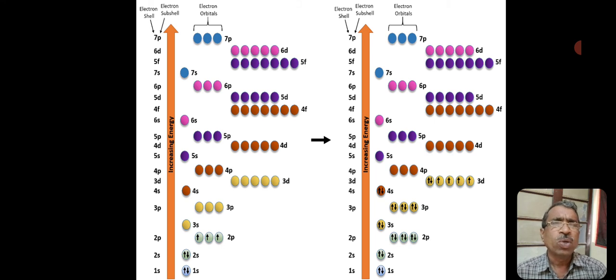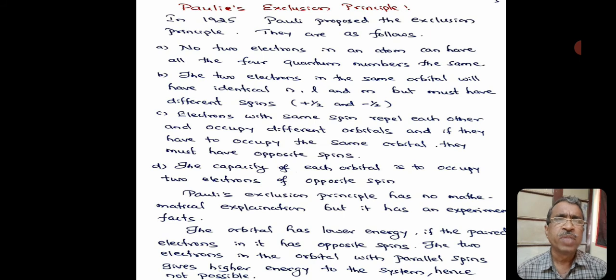So, this is another way of showing the electronic configuration and the orbitals in the respective order. Now coming to the next one, Pauli's exclusion principle. In 1925, Pauli proposed the exclusion principle. It is as follows: no two electrons in an atom can have all four quantum numbers the same. This is one way of explaining Pauli's exclusion principle.